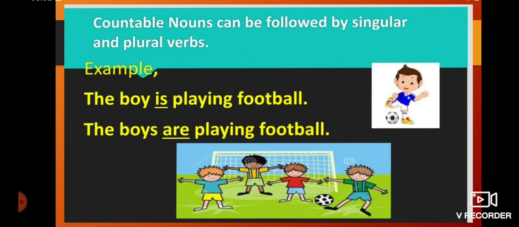Next, we will learn that countable nouns can be followed by singular and plural verbs. For example, the boy is playing football. Here boy is singular, so the verb is also singular. But in the next sentence, the boys are playing football. Here boys is plural, so the verb is also plural.